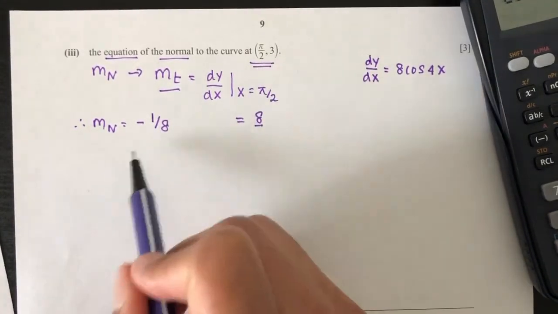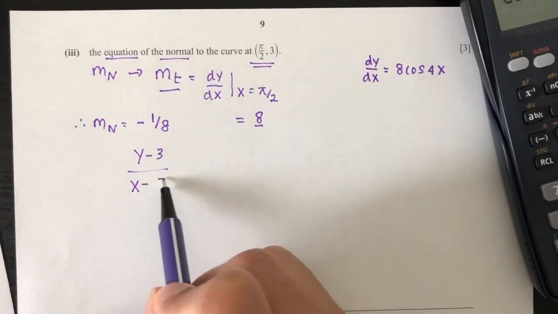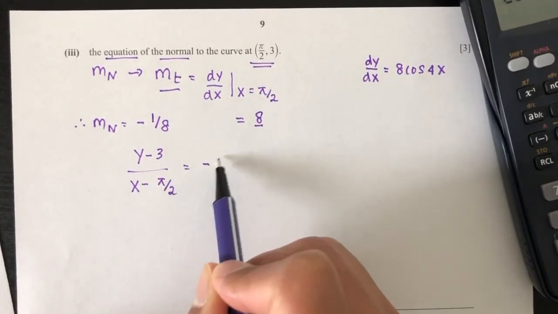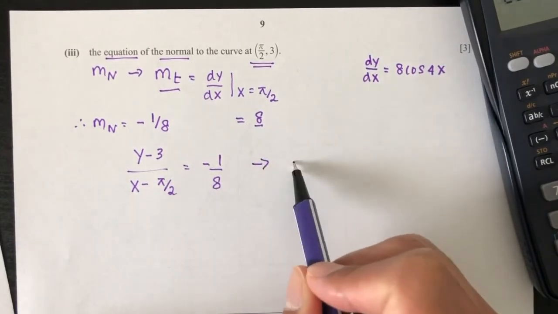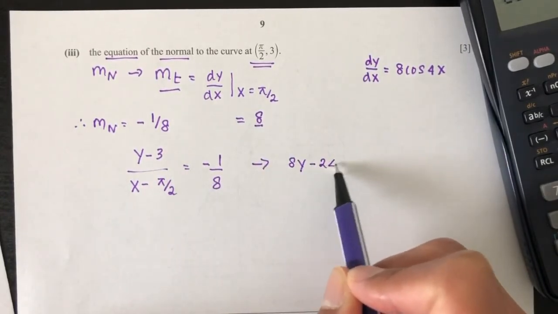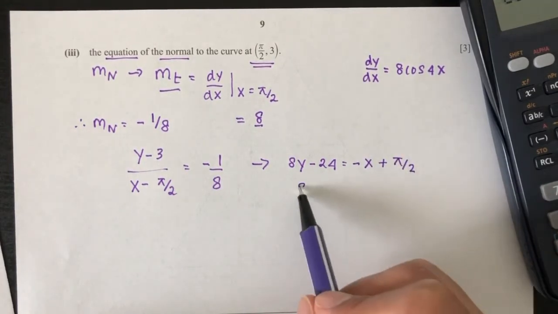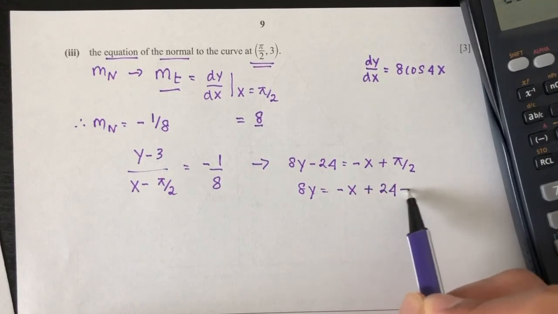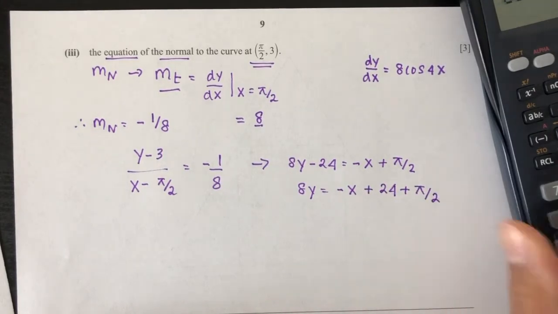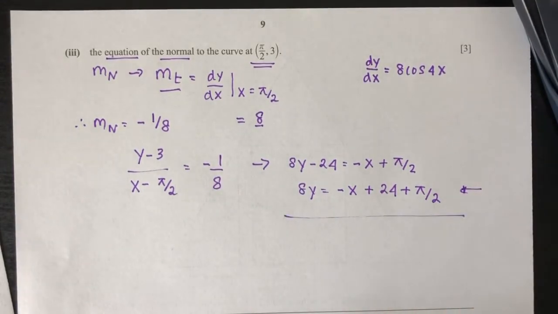Now we have to use this point. So y minus 3 over x minus pi by 2 is equal to minus 1 over 8. Next we have to cross multiply. This will give you 8y minus 24 equal to minus x plus pi by 2. So 8y is equal to minus x plus 24 plus pi by 2. That is your equation of the normal, and that will be your answer to question number 6.